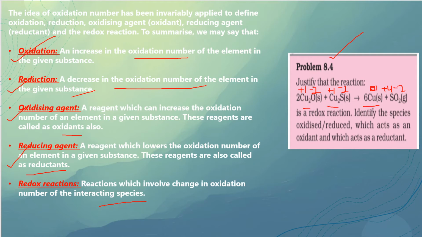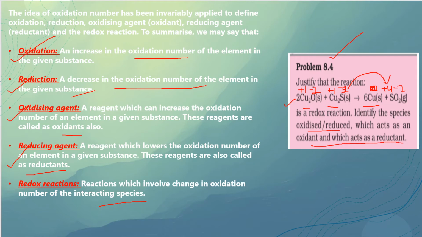Now we can see that copper, here and here, from +1 is changing to copper in 0 oxidation state. That means this is taking electrons. So this is clearly reduction of copper ion. And sulfur from -2 is changing to +4. So this is losing electrons. So this is clearly the oxidation. So yes, this is a redox reaction. We have justified. Now we have to identify the species oxidized and reduced. That we have already done. And we have to tell which acts as an oxidant and which acts as a reductant. This part we have to do.